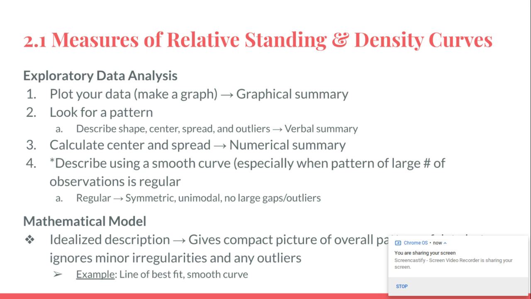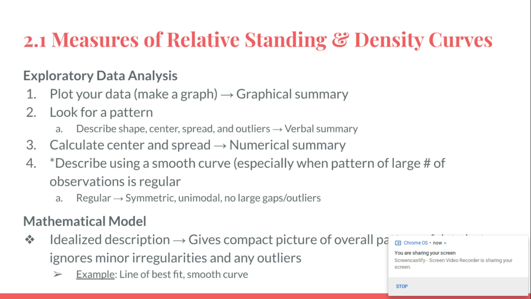This slide describes how to perform exploratory data analysis with your data. So you start off by plotting your data and making a graphical summary. Then you look for a pattern in your graph to describe the shape, center, spread, and outliers, and convert that into a verbal summary. Then you calculate the center and spread and create a numerical summary. And then describe it using a smooth curve, especially when the pattern of large numbers of observations is regular, meaning that it will create more of a symmetric and unimodal model.